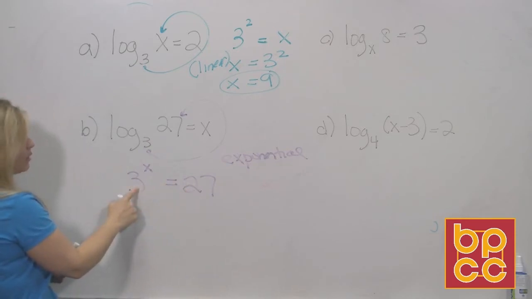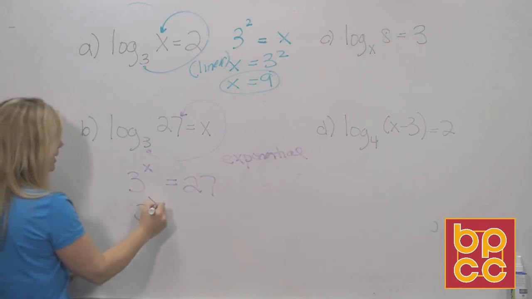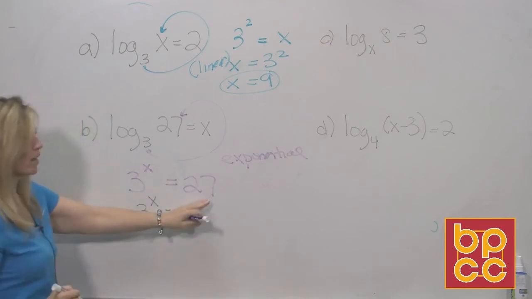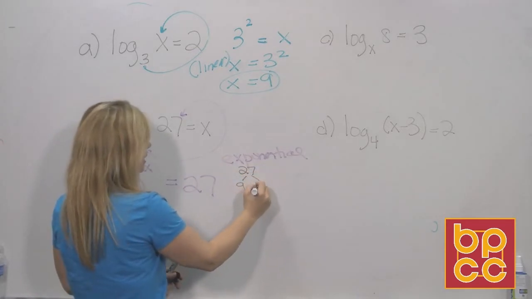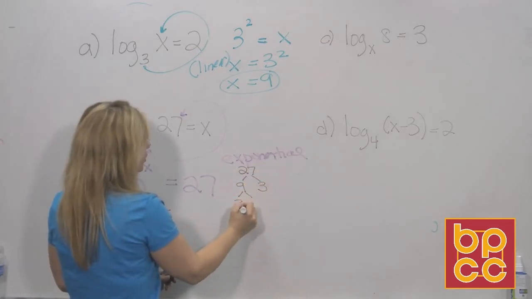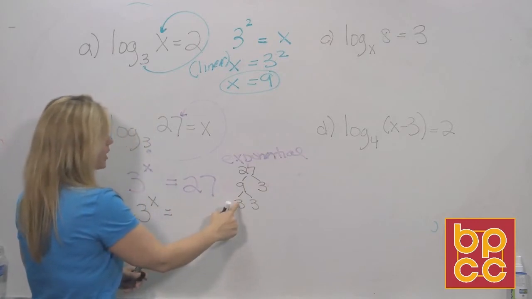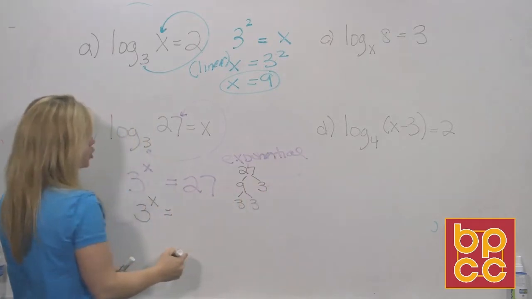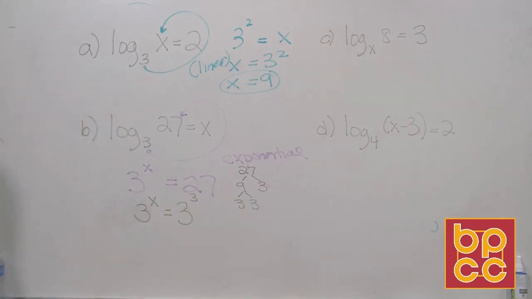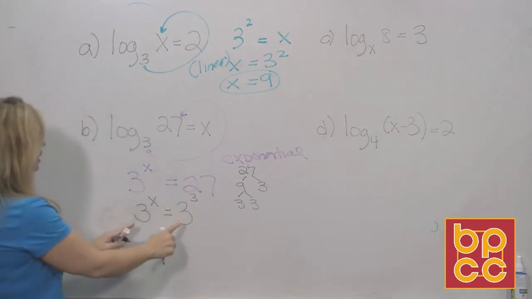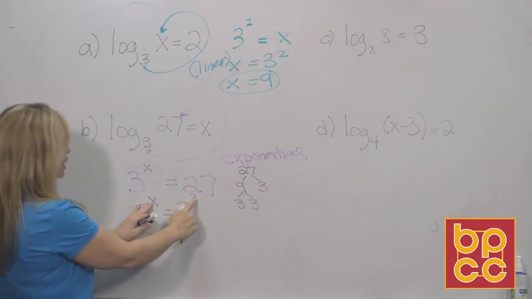What's the base here? 3. 3 is prime. We can't do anything with it. 27, we all know, if we go to the side here, is 9 times 3. 9 is 3 times 3. So 3 times 3 times 3 is 27, which is 3 cubed. Look familiar? Should. If the bases are equal, then the exponents are equal.